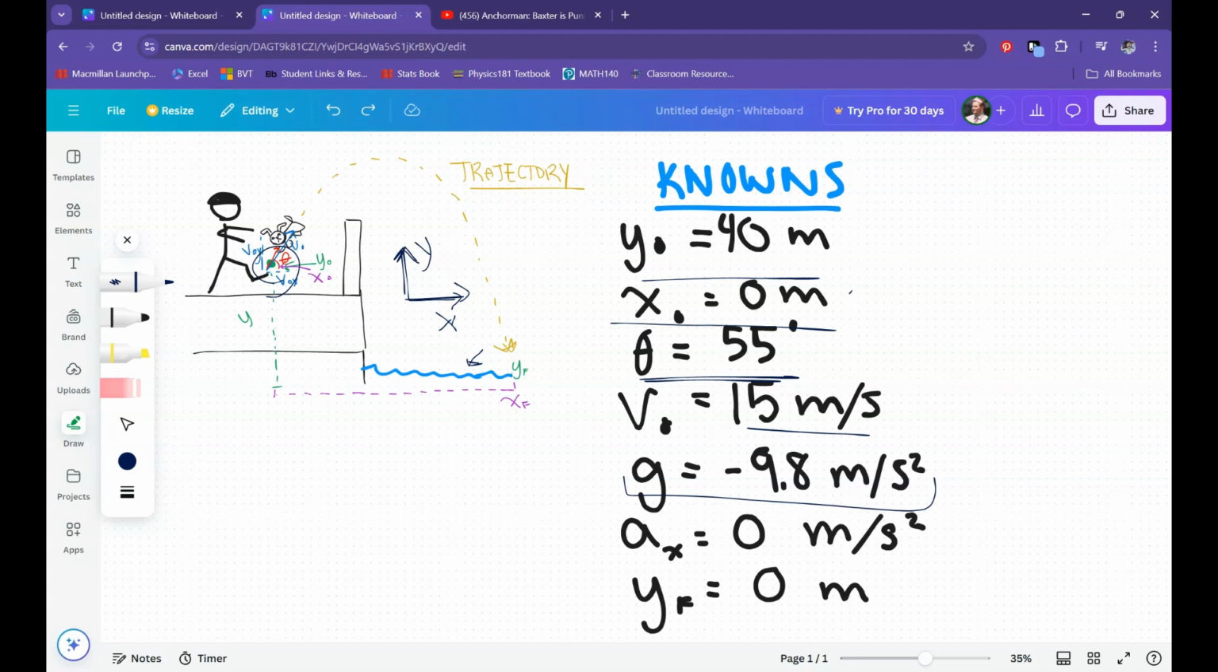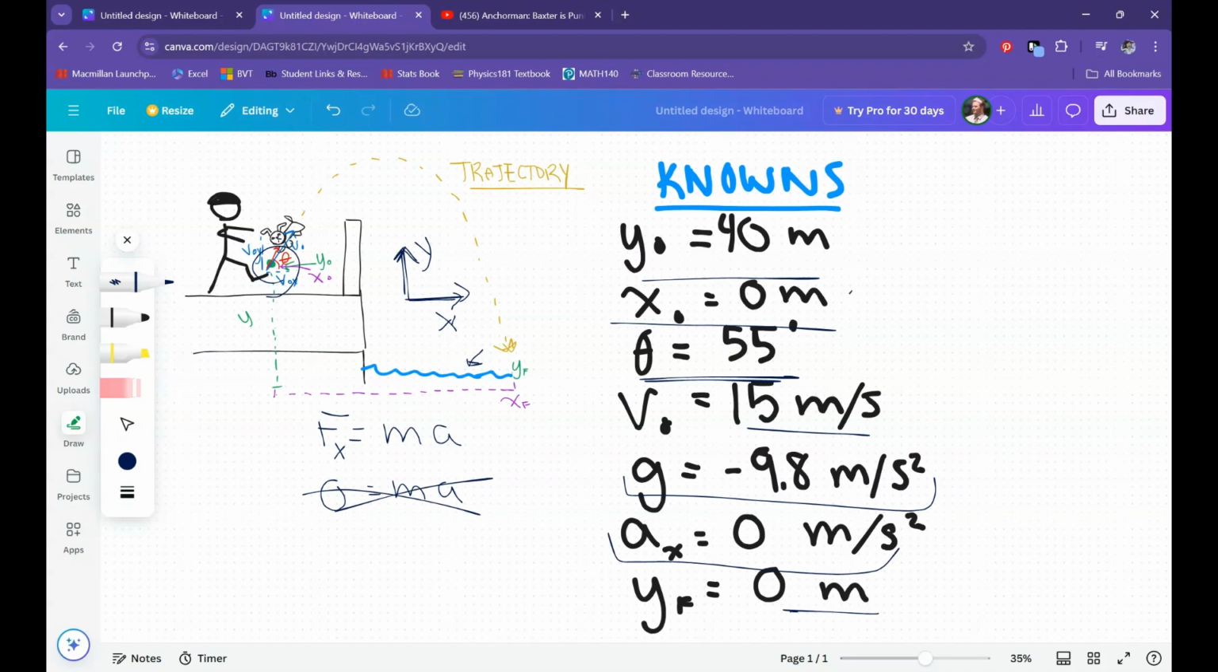So we can also know that since this is a projectile motion problem, there's no forces acting upon it in the x direction. So normally you'd have force equals mass times acceleration. Since the net force in the x direction is 0, we know that the acceleration also has to be 0, so 0 meters per second squared. And then finally, we want the dog to land at sea level, and we use the reference of sea level here. So we have y final equals 0 meters.